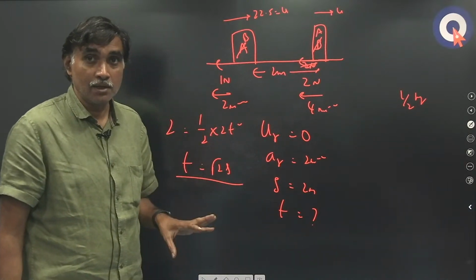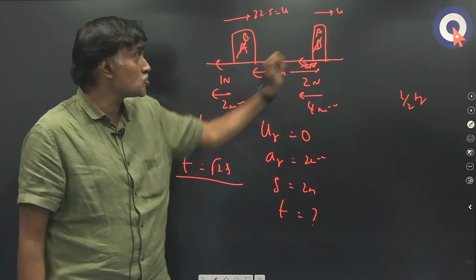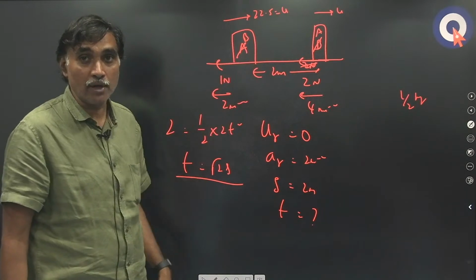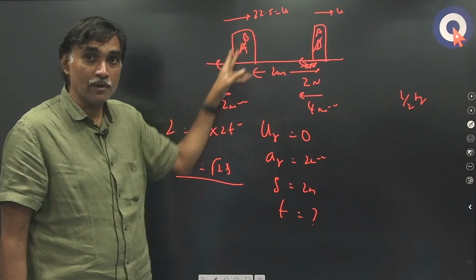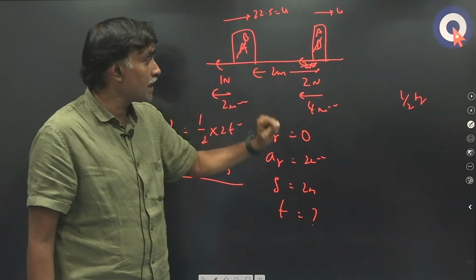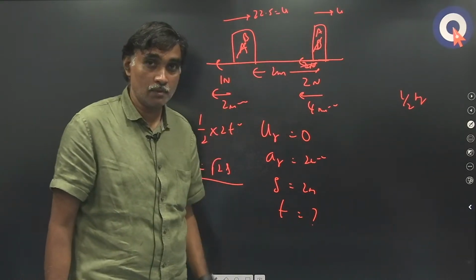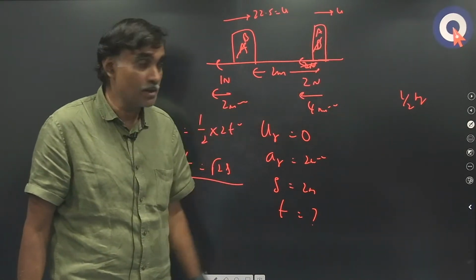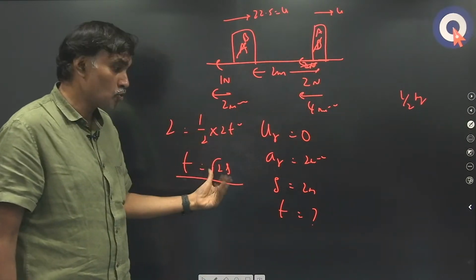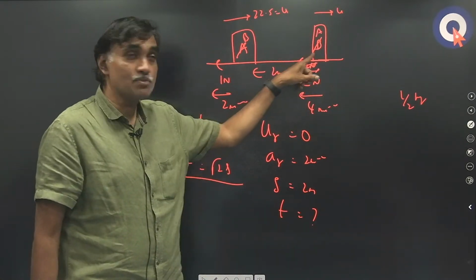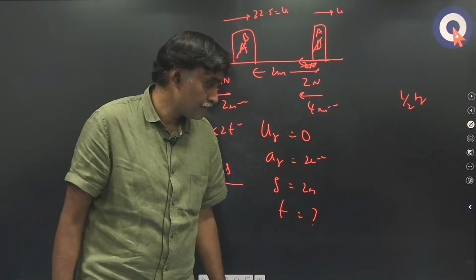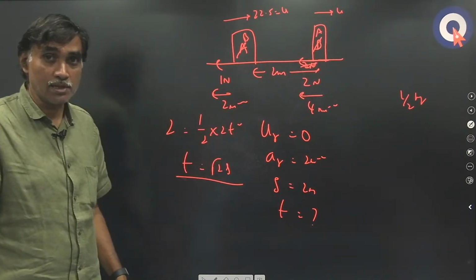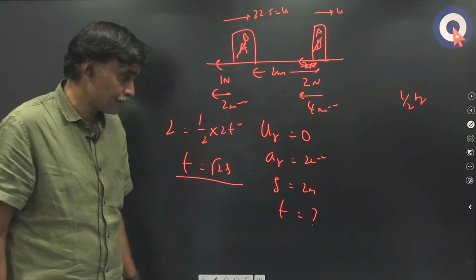But you have to check that within that root 2 seconds, this block should not stop. Now this stops after what time? Its retardation is 2 and the initial velocity is 22.5, so it will stop after a time of 22.5 by 2 seconds. And this will stop after a time of 22.5 by 4. So usually you check this time, as this will stop in lesser time. That is also greater than root 2 seconds. So this is colliding before it stops. So root 2 seconds is the time after which this block collides with this, measured from 10 seconds.